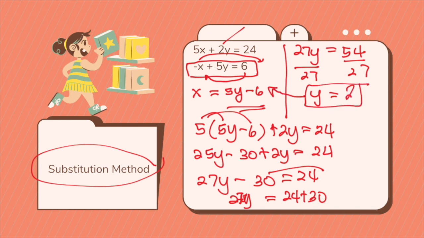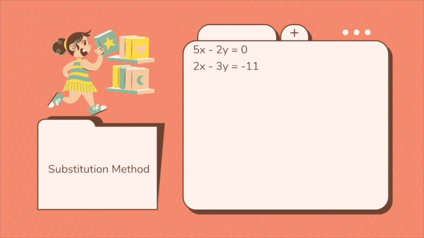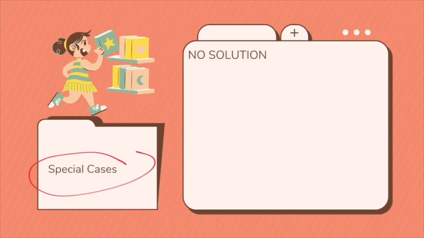Then we substitute it here to find x. That's x equals 5 times 2 minus 6. x equals 10 minus 6. Therefore, x is equal to 4. So that is your answer.